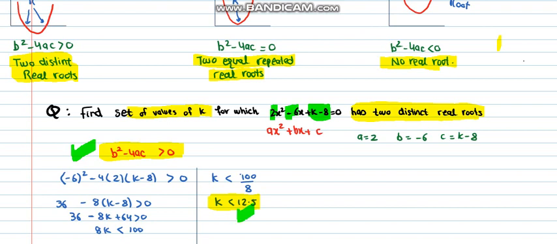So this is the answer. It says to find the set of values of k.